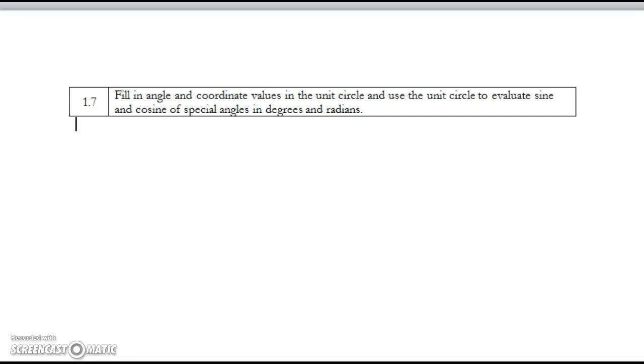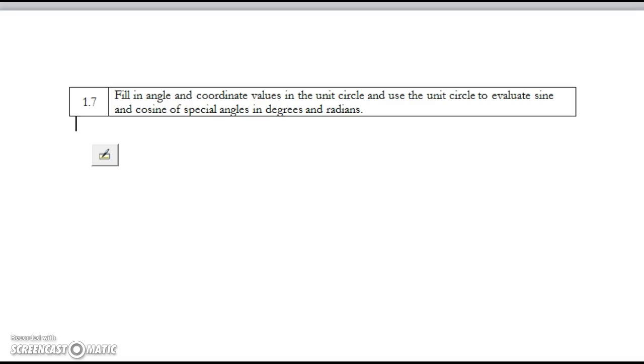Standard 1.7. Fill in angle and coordinate values in the unit circle and use the unit circle to evaluate sine and cosine of special angles in degrees and radians. All right, so basically the standard is about finding sine and cosine of given angles. And we're going to use our unit circle to do this.